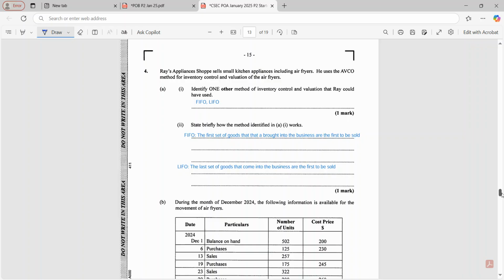State briefly how the method identified in A works. If you stated FIFO, you could have said that the first set of goods that are bought into the business are the first to be sold. If you stated LIFO, in that case, the last set of goods that come into the business are the first to be sold.